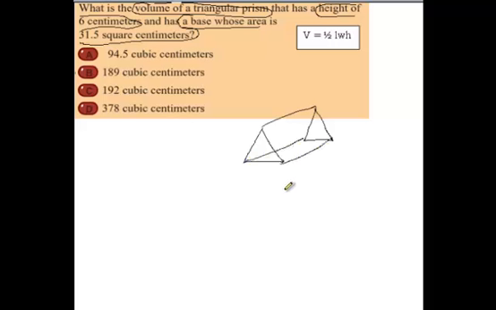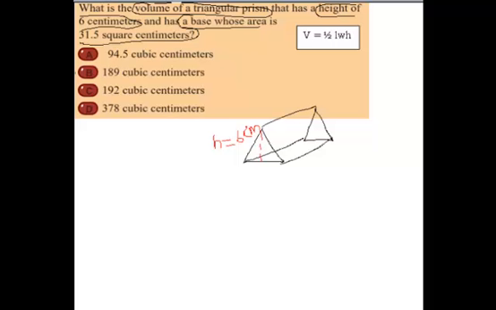Cool. Okay. And if you were to draw what this is saying, it's saying that its height, I'll try and do this in a different color to make it clear, its height is 6 centimeters. And here's the part that's really, really tricky. It says, sorry, I'm just trying to write centimeters there. It says a base whose area is 31.5 square centimeters.